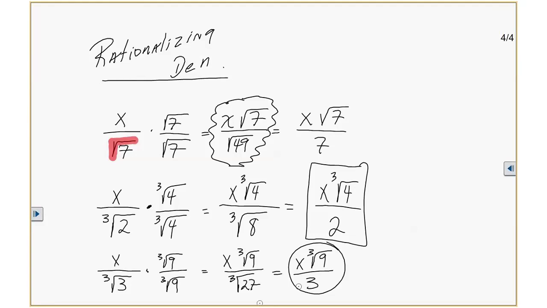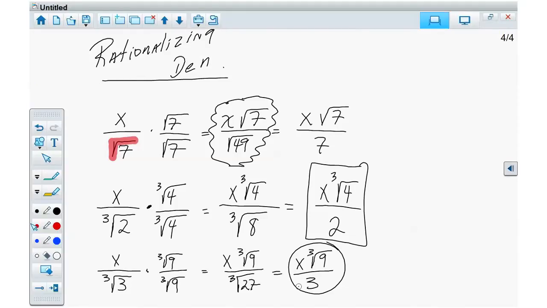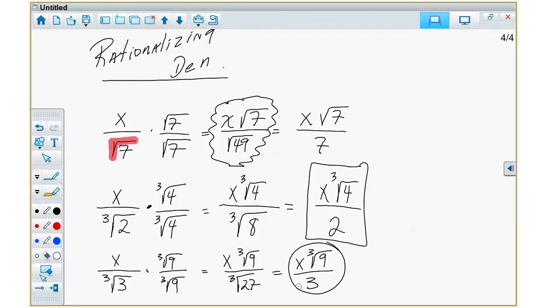Now that's if you have a number on the bottom. What if you have a conjugate? Or what if you have a two-term expression? Then you quit, right? Just go to the next problem, throw your pencil down.